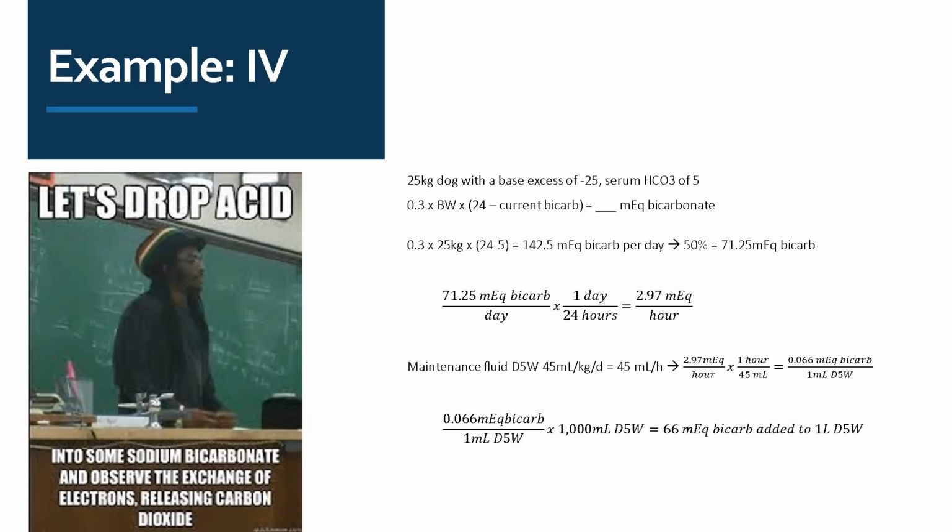So you're going to add 66 milliequivalents of bicarb to 1 liter of D5W. And to figure out how much you put in, you're just going to subtract that from 1 liter. Luckily, my techs are fantastic at NC State, and they do this for me. But in case you don't have the privilege of that, I think it's very nice to have.